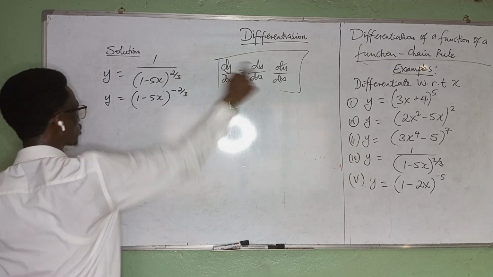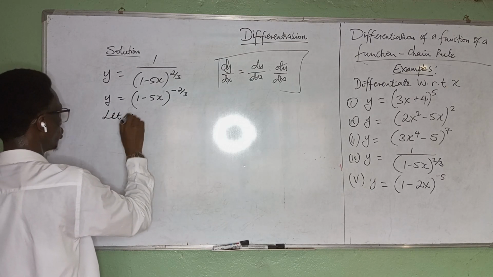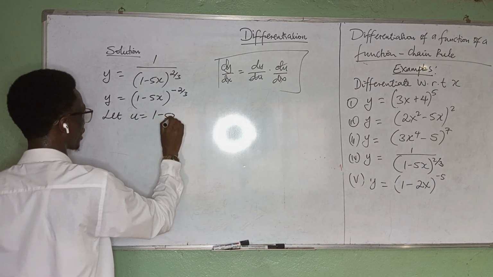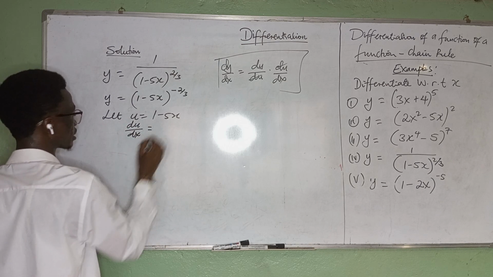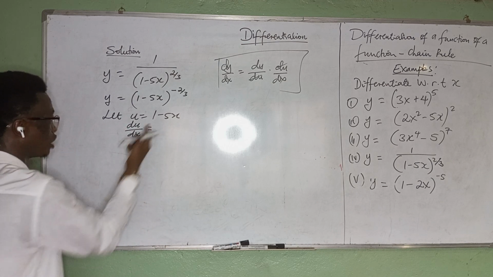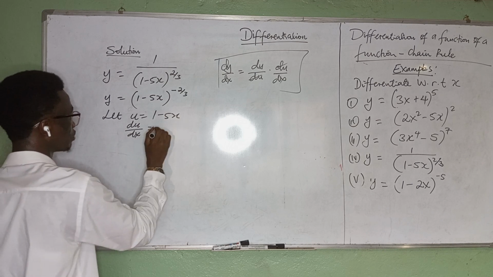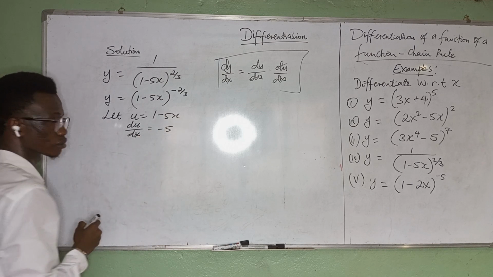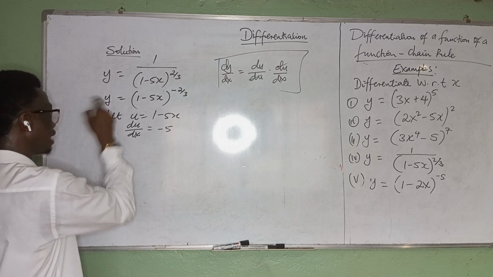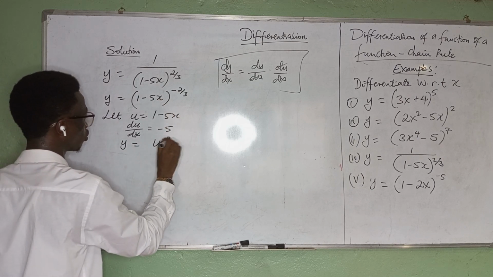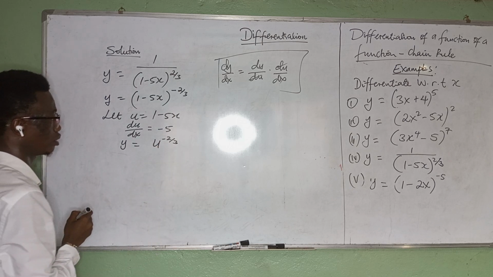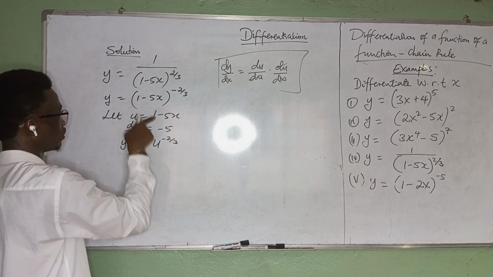First we let u equals 1 minus 5x. Now we differentiate du by dx. Remember, when you differentiate a constant it is 0, and differentiating the other term gives minus 5. Then we now have y equals u raised to the power minus 2 over 3, because you've let the whole of this be u.